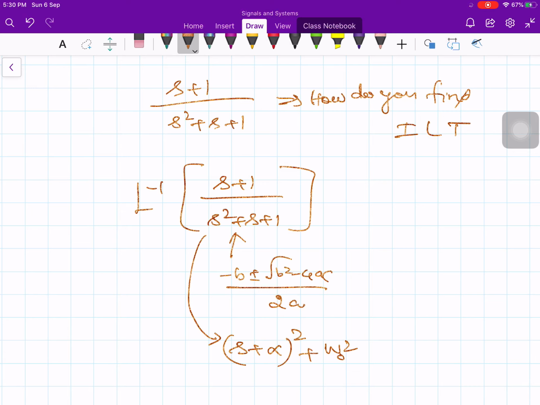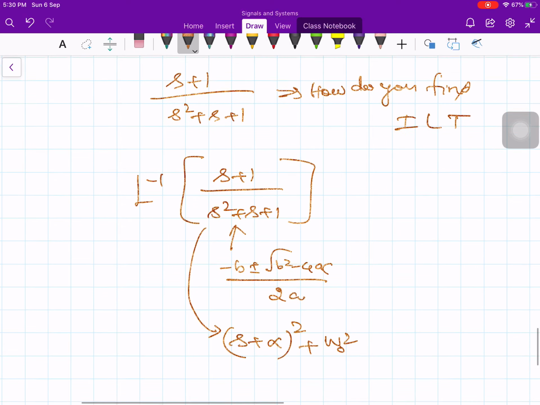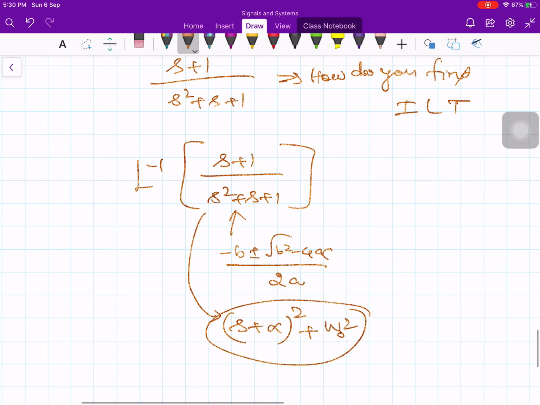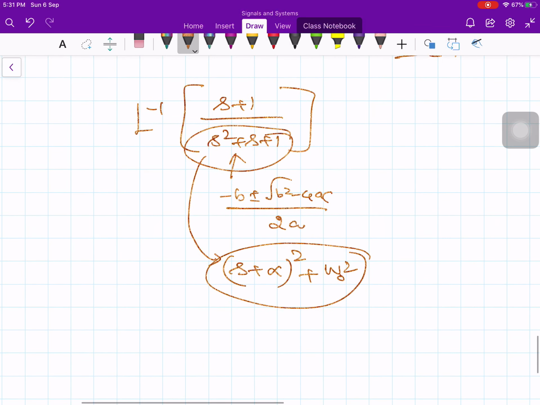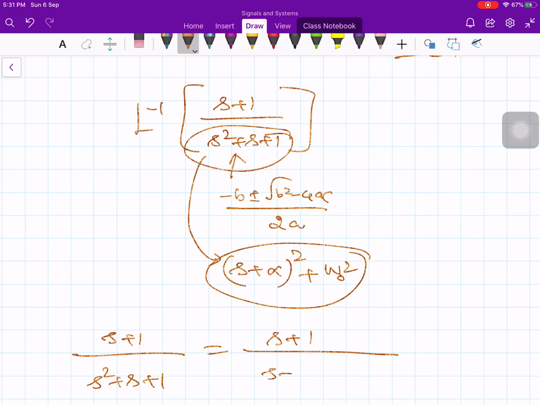So if you put it in this form, then you can decompose this denominator function into a sum of two such functions, and then you can readily recognize them to be the Laplace transforms of sinusoidal functions with a decreasing amplitude. That means s plus 1 divided by s squared plus s plus 1 you can write as s plus 1 divided by s plus 1 half the whole squared plus root 3 by 2 the whole squared. You can work on this. Simply find the roots.